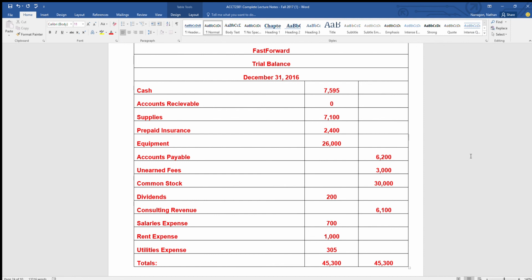Okay? So, again, you can calculate net income very easily from this. Take $6,100 minus $700 minus $1,000 minus $305, and there you go. That is it.